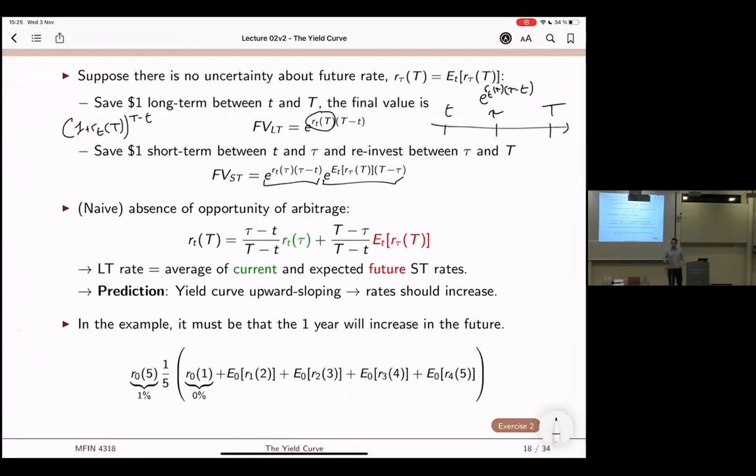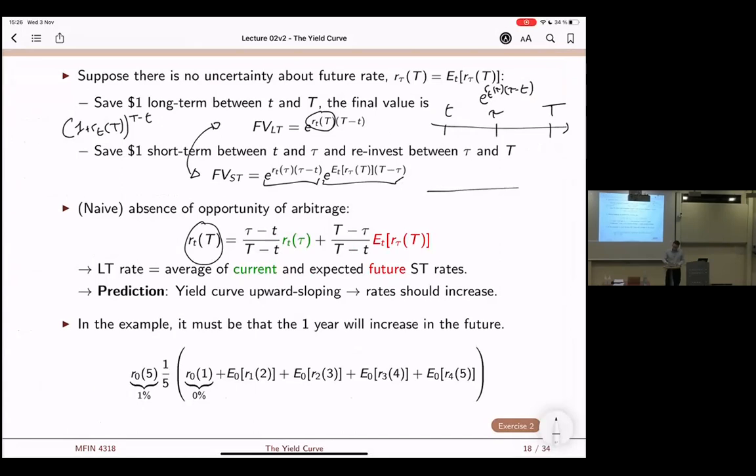Now, the next step, and that's where it's very easy, we say, okay, that should be equivalent. So we're going to equalize these two here. So what we get at the end, there's just some algebra, it's not very complicated. We get that the long-term rate, this one, is a weighted average of the short-term rate that we know today, and the expected value of the short-term rate between period tau and period T.